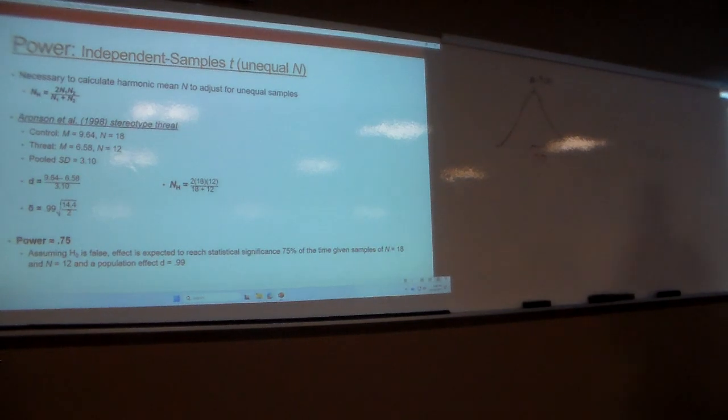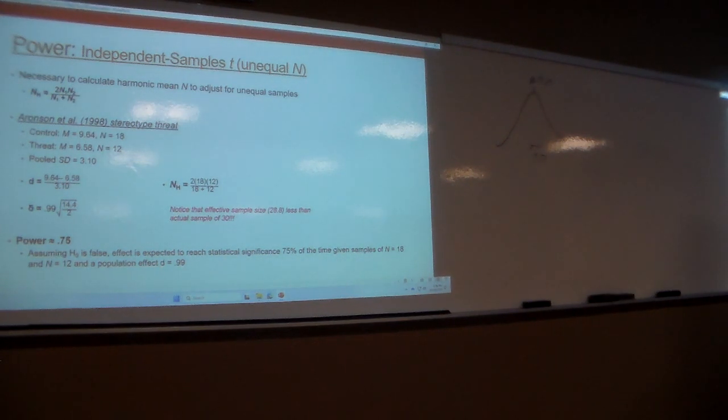And so again, this is going to give me power of about 0.75. Okay. And again, assuming the null hypothesis is false, the effect is expected to reach statistical significance 75% of the time given samples of 18 and 12 with a population effect of 0.99. So quite a bit better, right? But here we've got a massive effect size that we're looking at. We've got an effect size of 1 essentially, right? So even with that big of an effect, we're still not quite hitting what we would identify as adequate power.